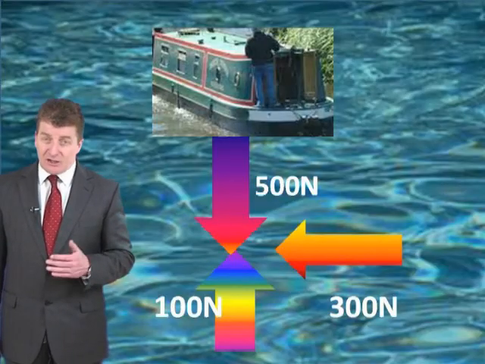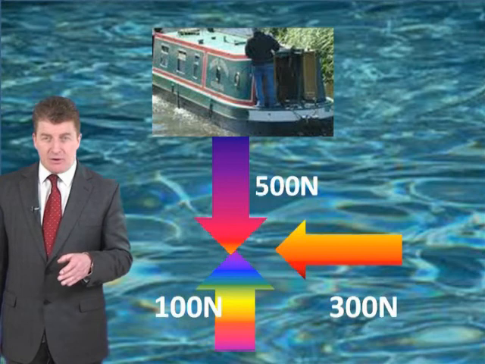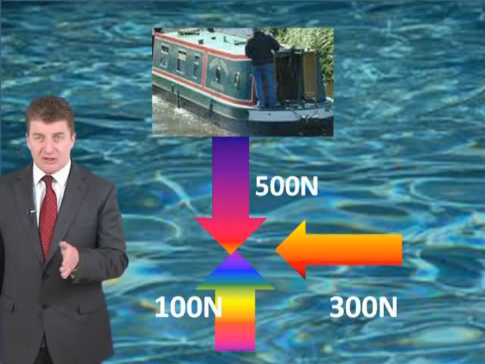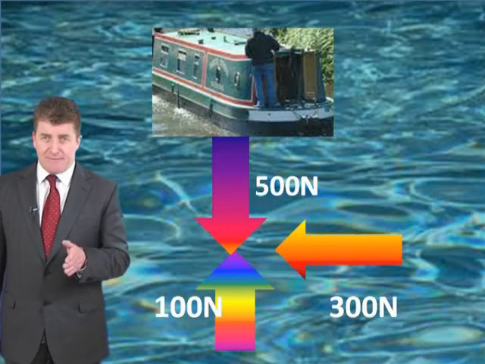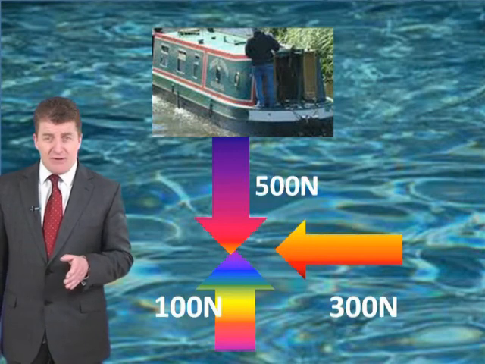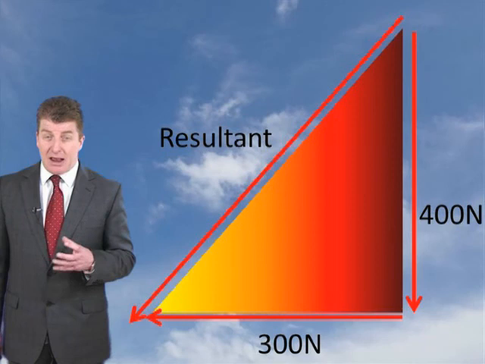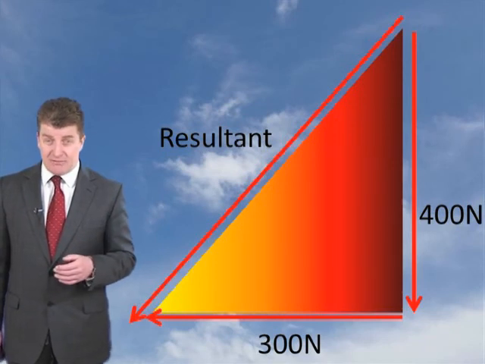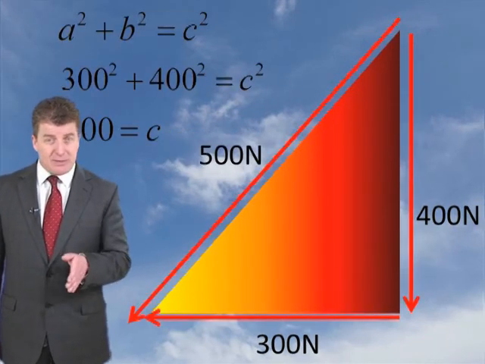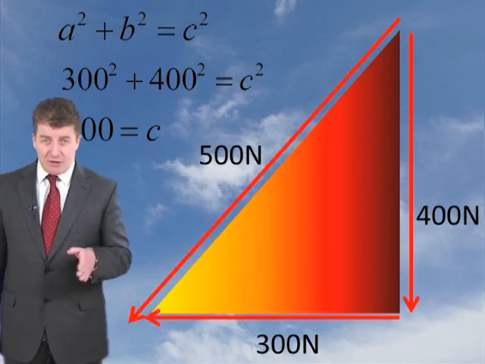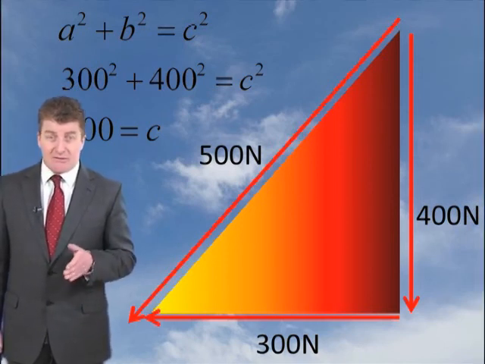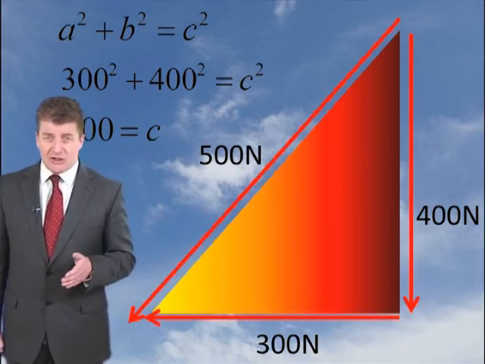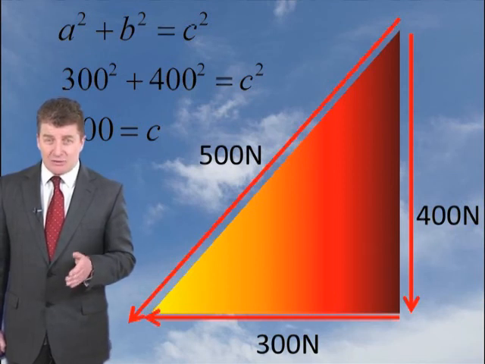Okay? Well, as you can see here, the perpendicular forces will be 500 newtons minus 100, so a resultant force of 400 newtons. Now, if the river is exerting a force of 300 newtons, as you can see here, you can use Pythagoras' theorem to determine the resultant force. It's a squared plus b squared equals c squared. And therefore, you put that out, you get c equals 500. So the resultant force is actually 500 newtons.